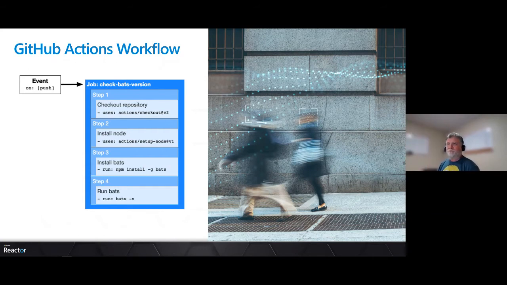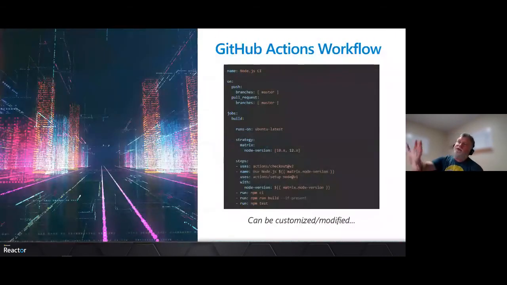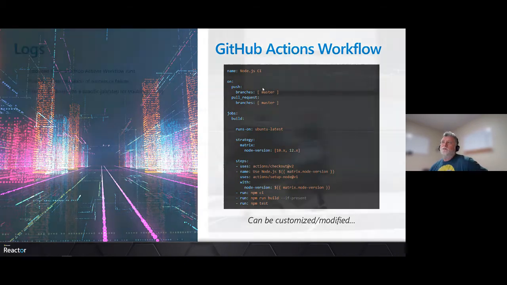Okay, so let's dig in. And here's an example of the base template, right? This is what gets generated for us from the existing Node.js template. So here's how the workflow is going to get triggered. It'll be triggered by a push to the master branch, or a pull request from the master branch, or on the master branch, right? So here's the triggers.